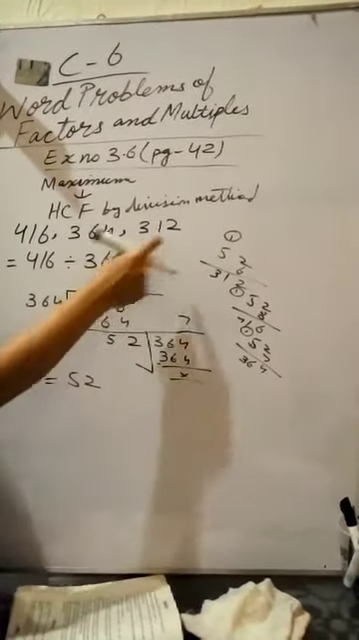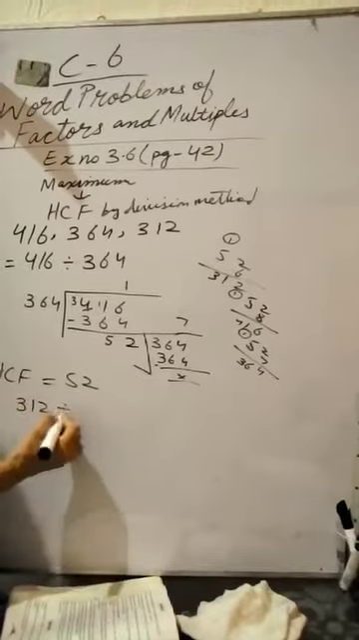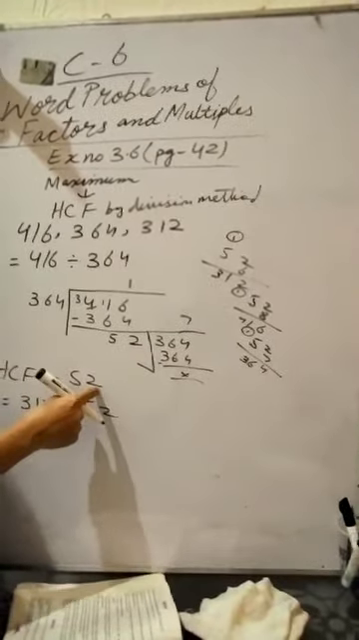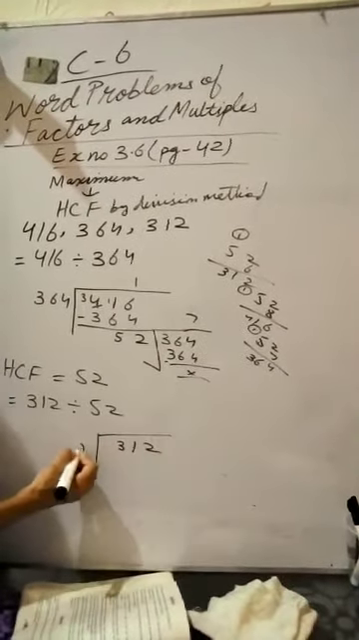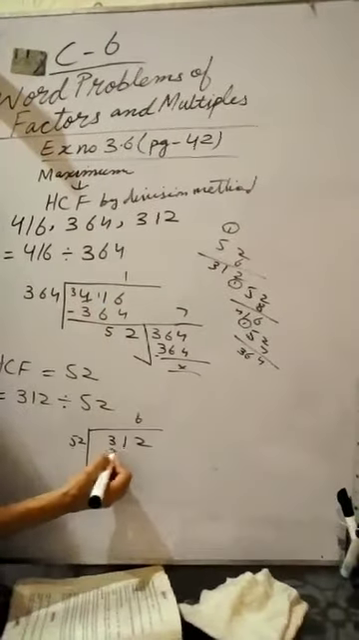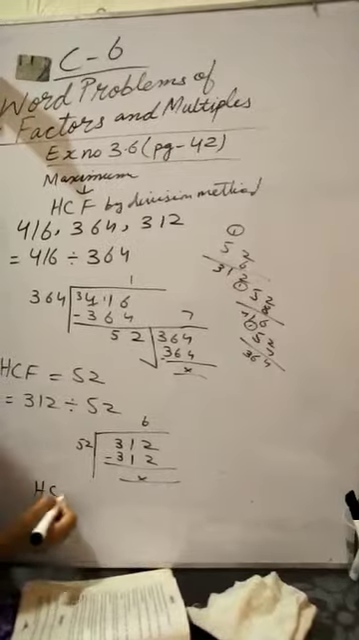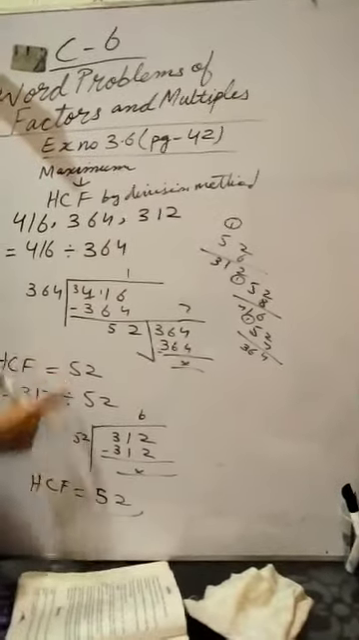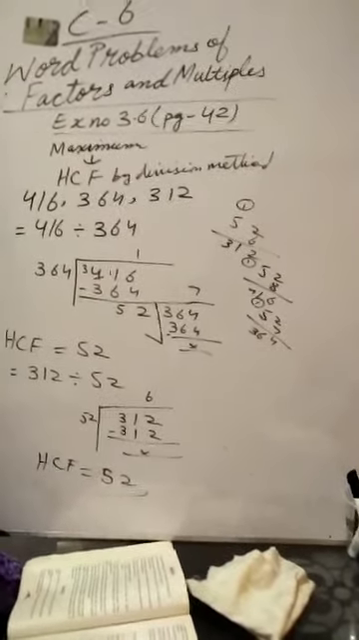Now you need to divide your third value by your highest common factor. Now we need to divide 312 by 52. 52 times 6 is 312, it's directly divisible. So the highest common factor is 52. So these are the steps for solving the word problems. Thank you.